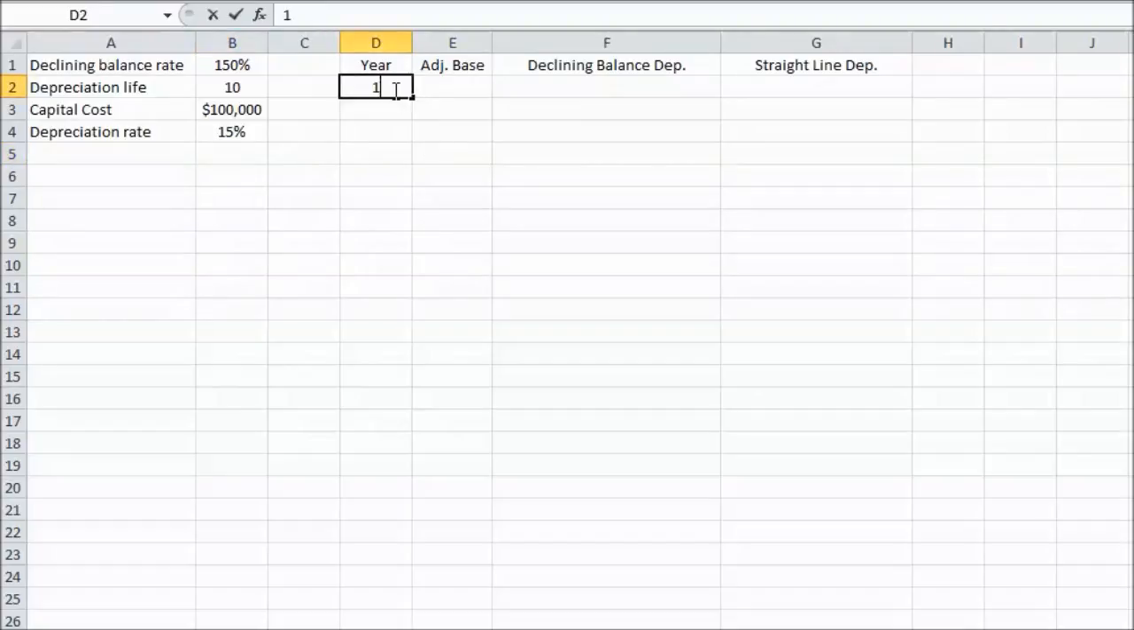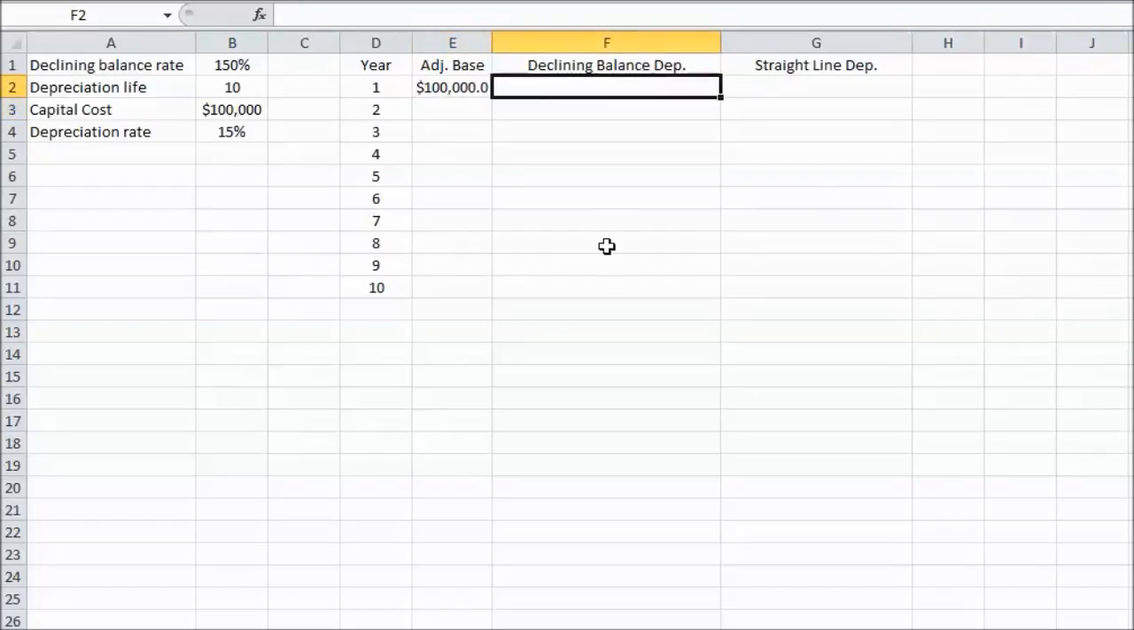So we have 10 years of depreciation. So I just write this 10 years here. The adjusted base for year 1 equals the capital cost because the salvage value is 0. Declining balance equals adjusted base multiplied by the depreciation rate per year, and because this is constant for all the 10 years, I fix this cell.